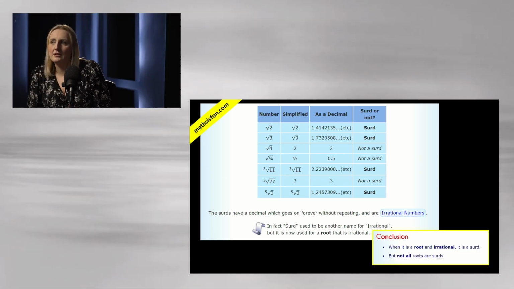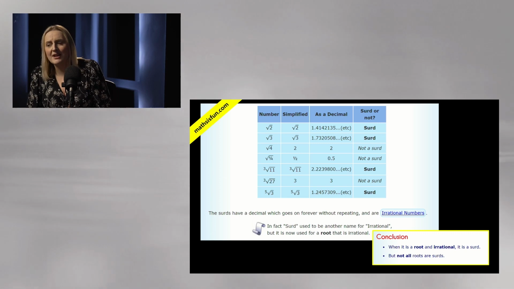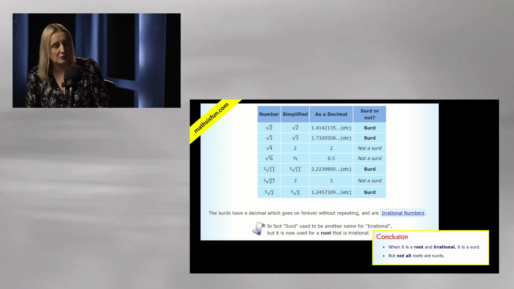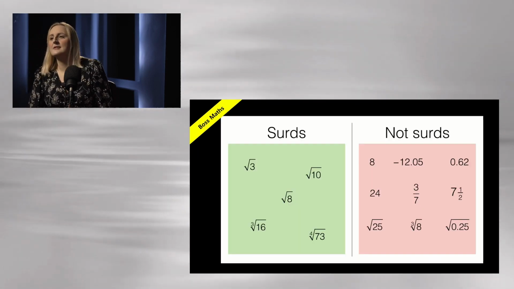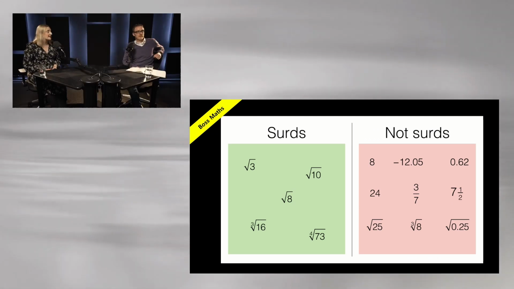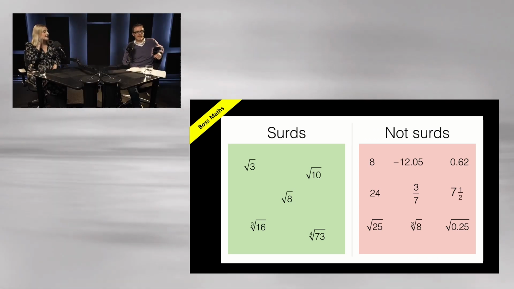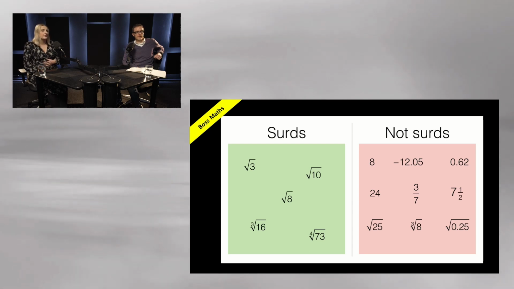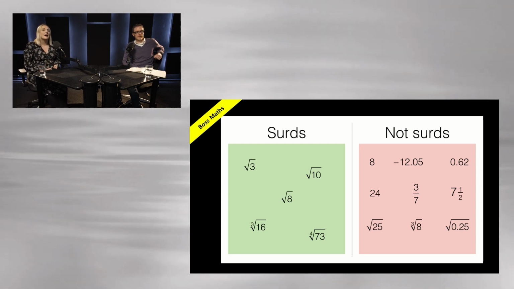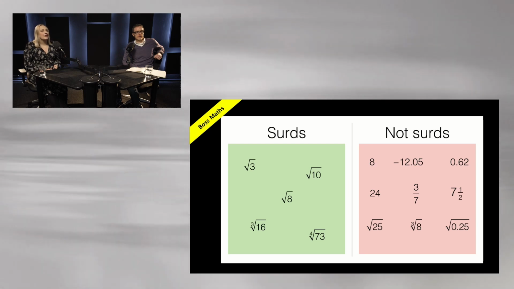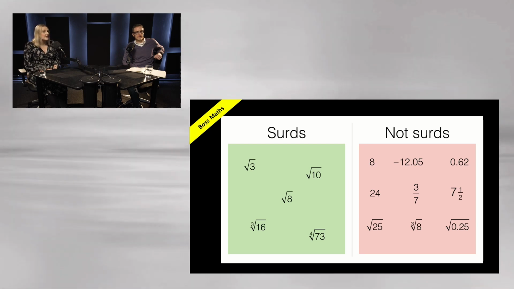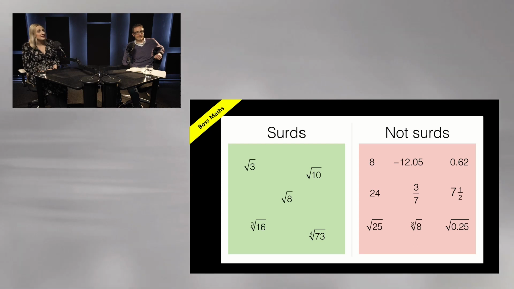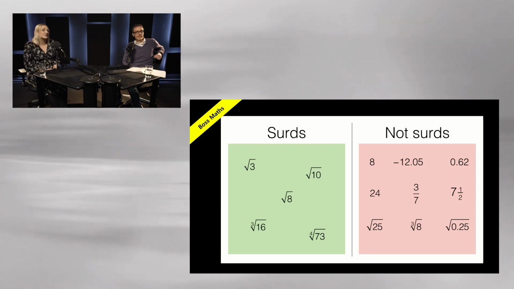On Maths is Fun, they conclude that when it's a root and it's irrational, it is a surd. But we must remember that not all roots are surds. Good. Yeah, so root 4 is not a surd. Boss Maths has great non-example sections on it. It's always helpful. And you can see, again, we've got those cube roots and fourth roots there. So, yes, they are surds. And on the right, we have some integers, some fractions. They're not surds. And then we have some roots that give you integer answers or have integer values.